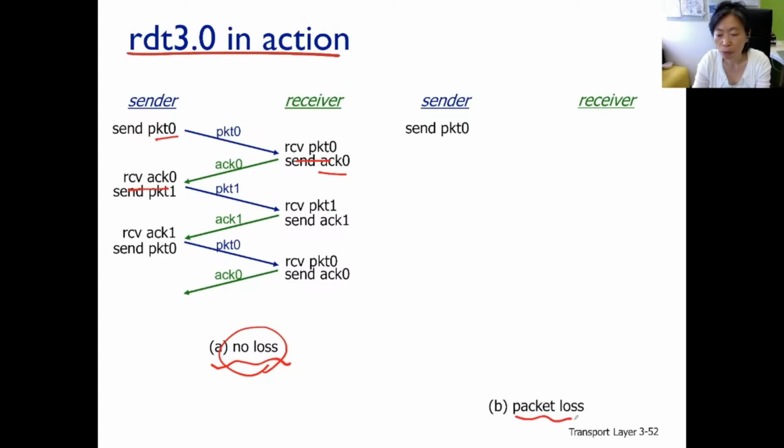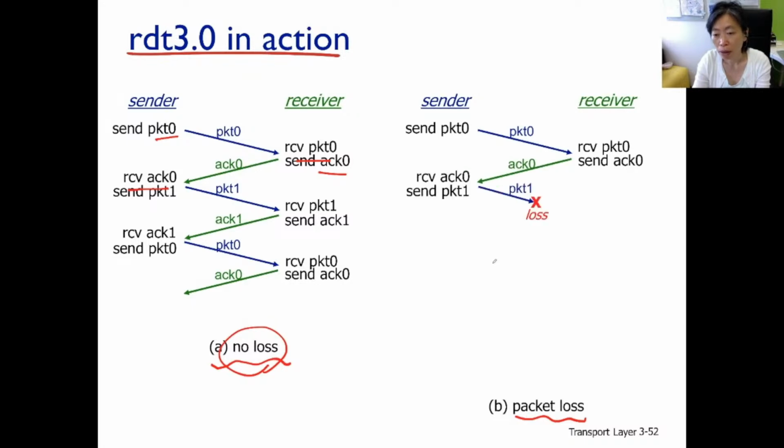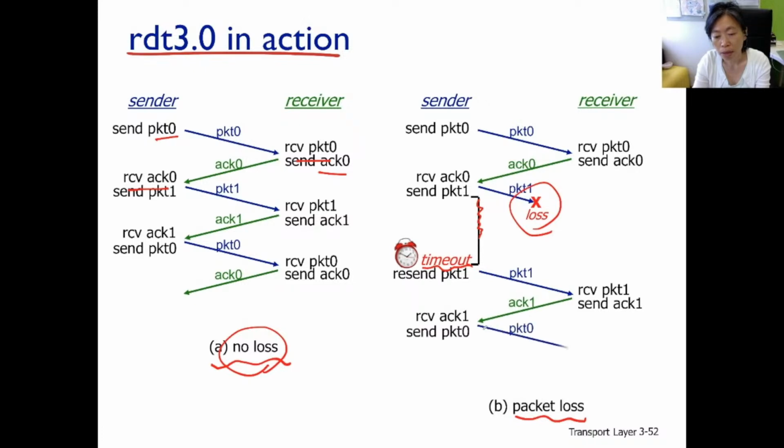Now the second scenario where we begin to see packet loss. Packet 0 goes, ACK 0 comes back. Packet 1 goes, but is dropped. So what's going to happen here? The receiver is not going to receive anything. And the sender side has a timer, right? So that's going to tick, tick, tick until timeout. Resend packet 1 and restart timer. So ACK 1 comes in. There's a timer going on here, but because the ACK comes in before the timer fires, that timer gets canceled. So packet 0 goes, ACK 0 comes back. So this is the single packet loss scenario.